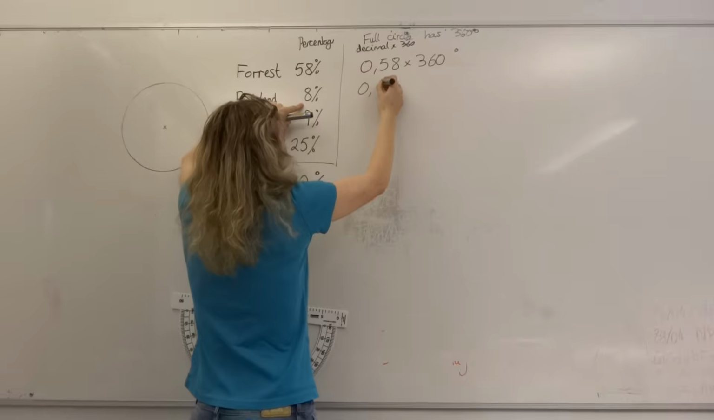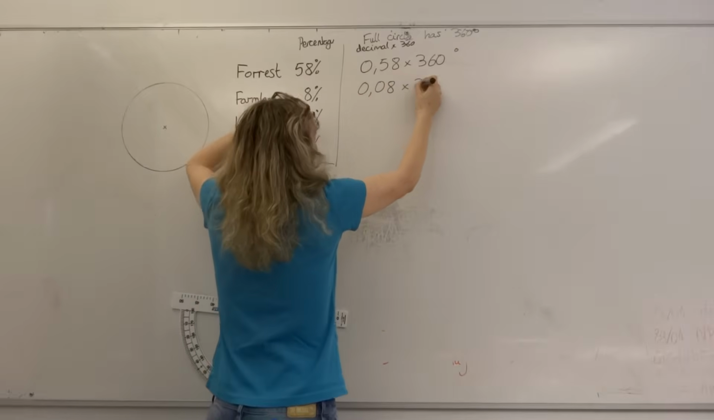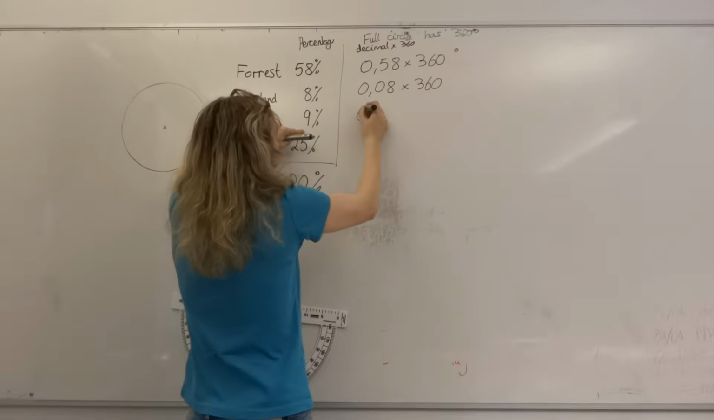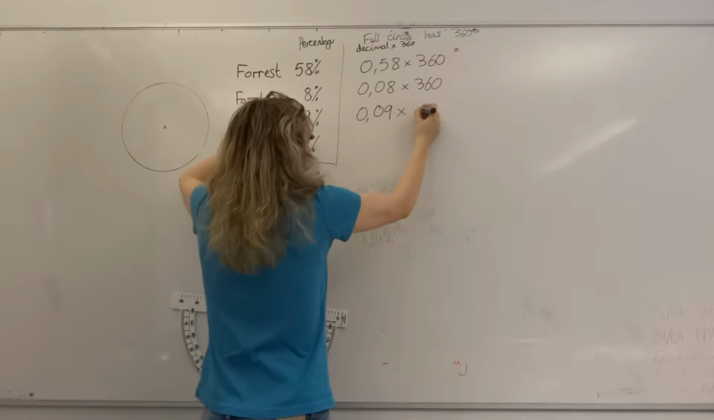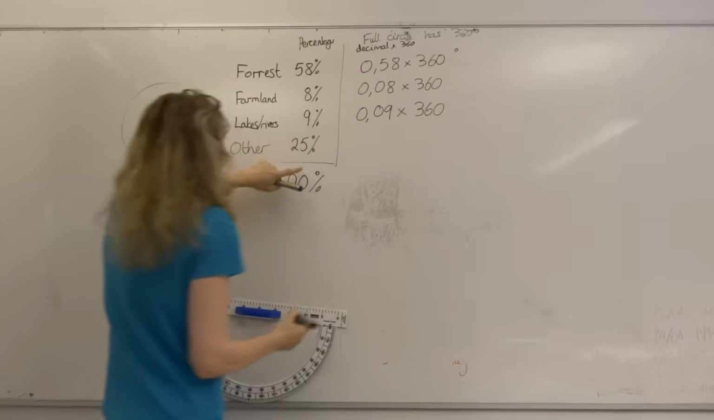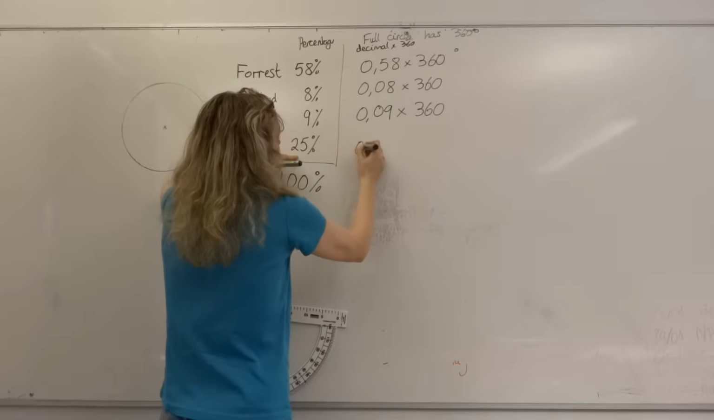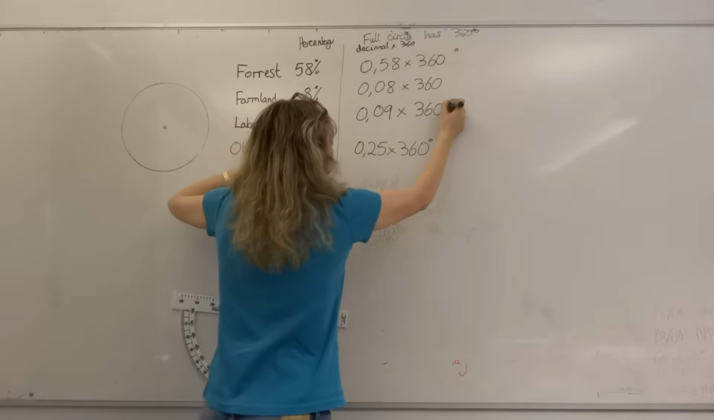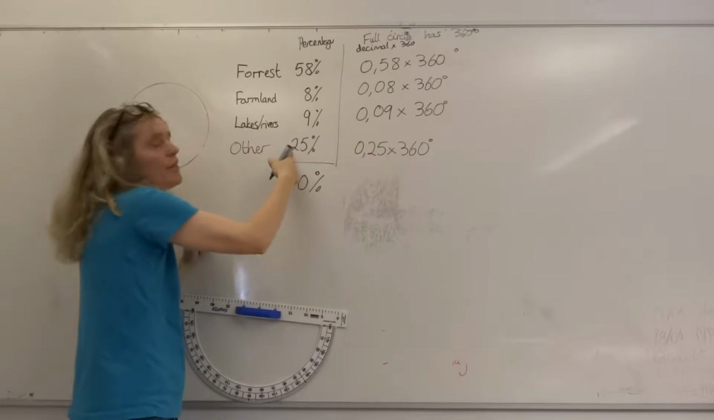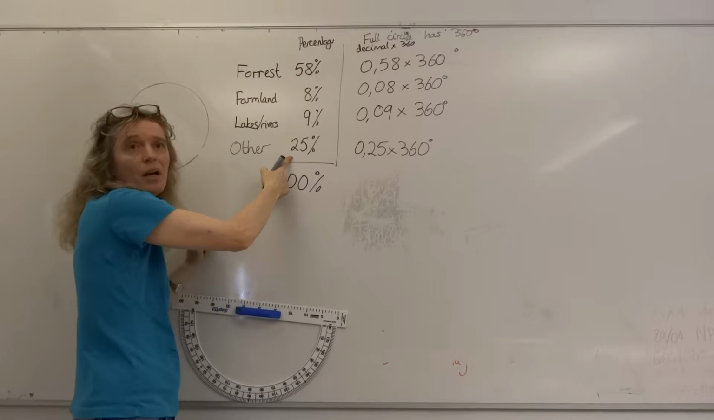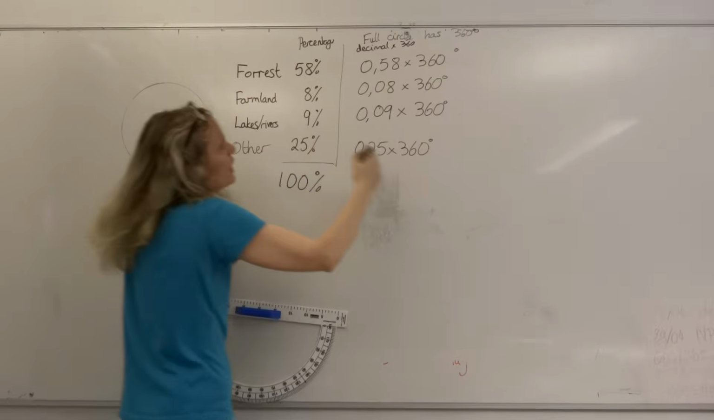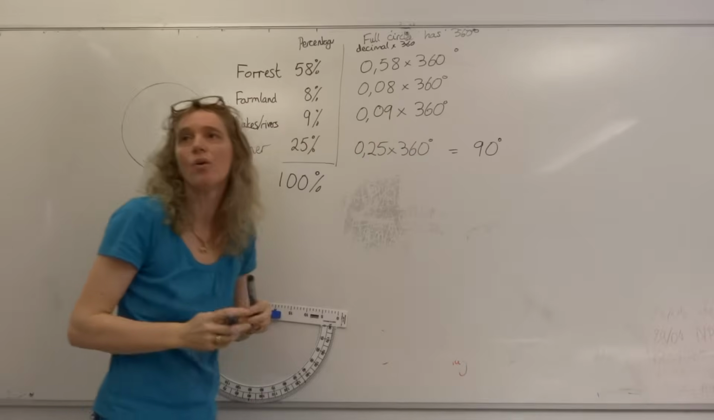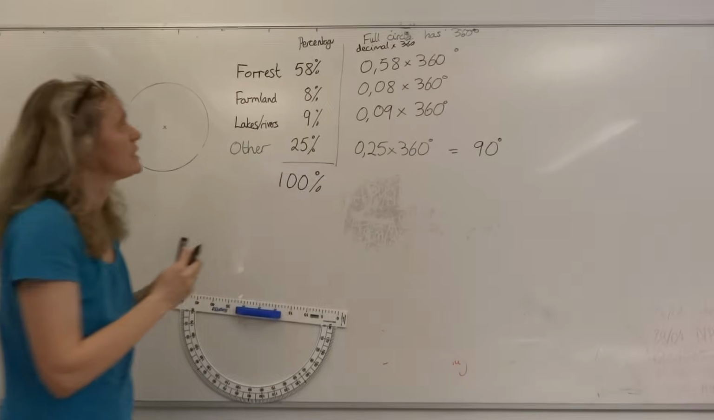8% as a decimal is 0.08 times 360. 9% is 0.09 times 360. And 25% is 0.25 of 360 degrees. But we know that 0.25 or 25% is just a quarter. A quarter of a circle we know is 90 degrees. 360 divided by 4 is 90. So that one's nice and easy.